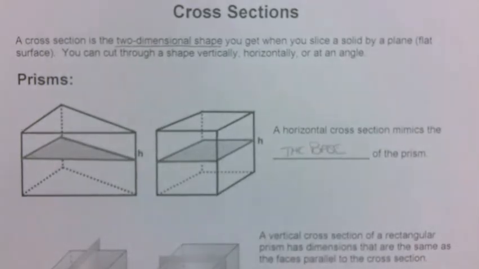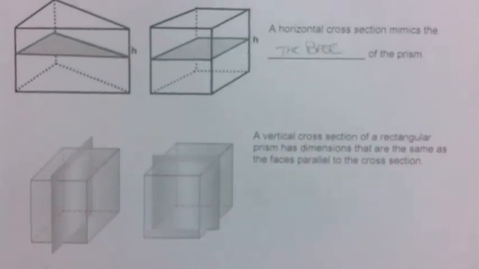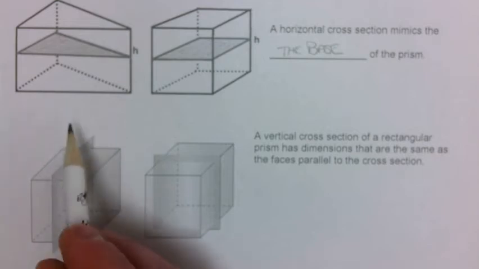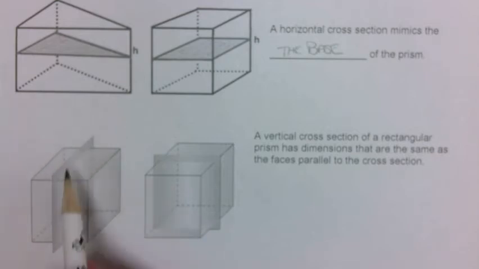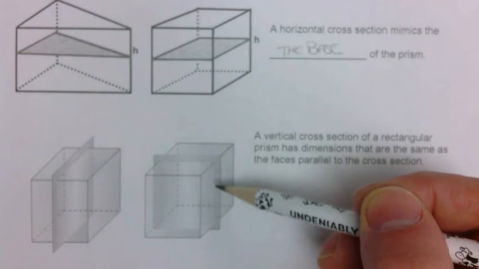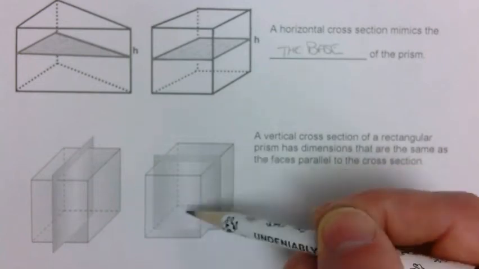cross section. Now, if I were to slice vertically, okay, a vertical cross section is going to be perpendicular to the bases. All right, and in this case, notice the way that I slice it. Okay, I can slice perpendicular through the top to the bottom, which now is parallel to the left and right sides. Or I can slice perpendicular through the top to the bottom, and this one is parallel to the front and the back faces.